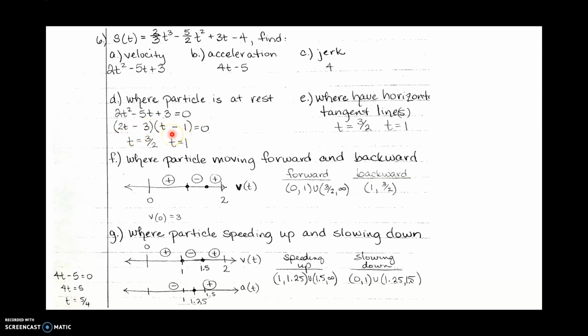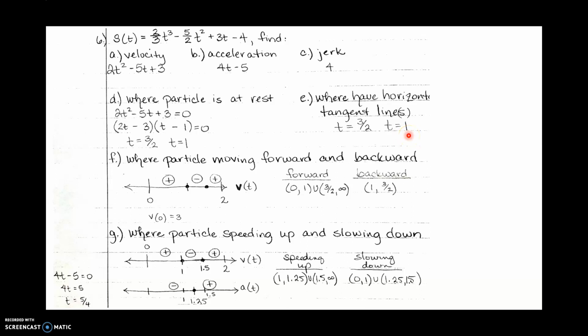So if t minus 1 equals 0, add 1 to both sides, t equals 1. And if 2t minus 3 is equal to 0, add 3 to both sides, divide by 2, and t is equal to 3/2. All right. If we want to know where we have horizontal tangent lines, again, that's going to be where the slope of the tangent line is equal to 0, so where the derivative equals 0. So I would have done the same thing. I would have found the derivative, set it equal to 0, and solved. So you can see I'm going to get the exact same answers there.